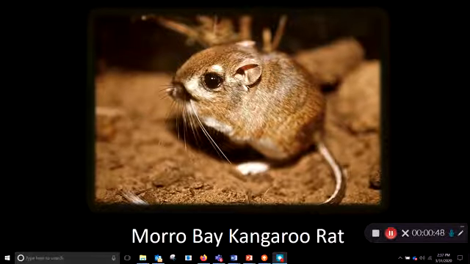Now, what we're going to do is explore how this is possible. First, we're going to look into the nephron, that functioning unit, see its varying components, and then we're going to apply what we learned about humans to this little Morro Bay kangaroo rat to make certain we fully understand the nephron. So without further ado, let's begin our discussion.